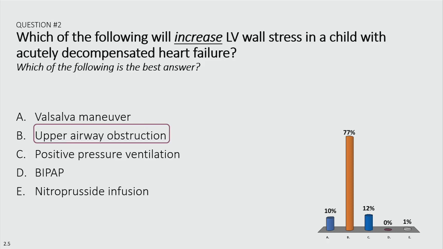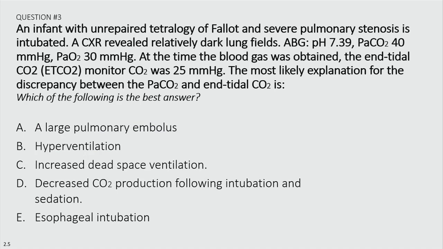And then the final question for the moment. An infant with unrepaired tetralogy of Fallot and severe pulmonary stenosis is intubated. A chest X-ray reveals relatively dark lung fields. Your arterial blood gas is pH 7.39, PaCO2 40, PO2 30. At the time the blood gas was obtained, the end-tidal CO2 monitor was reading 25 millimeters of mercury.